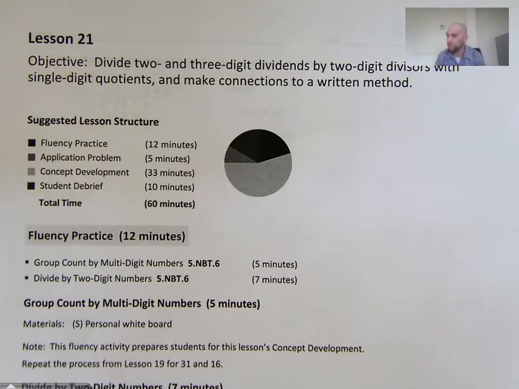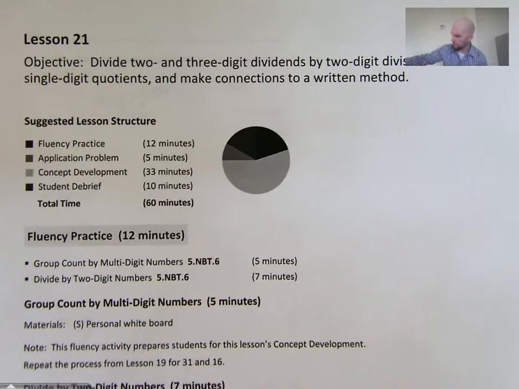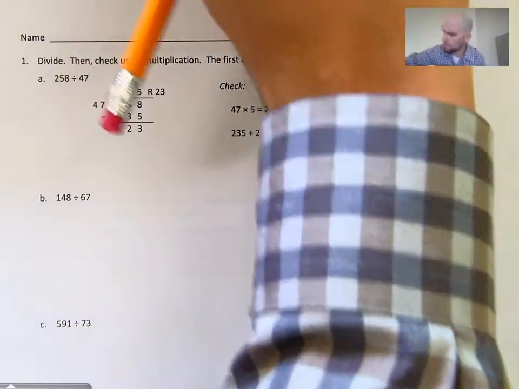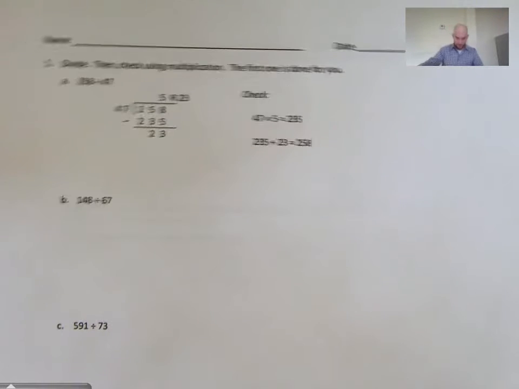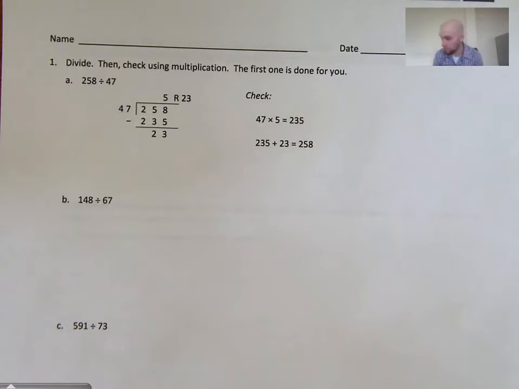We're going to continue to divide 2 and 3 digit dividends by 2-digit divisors today using that standard algorithm. So if we look at the top of our page, it should look somewhat familiar. This is what we were doing in lesson 20. It says divide, then check using multiplication. And this first one is done for us.